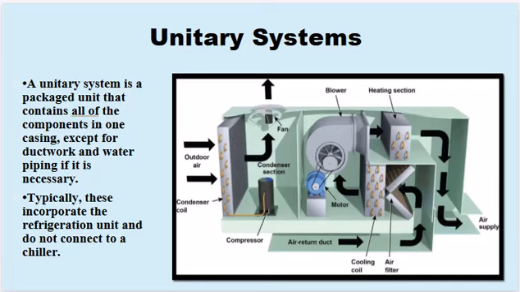Unitary systems. Now let's talk about unitary systems. These are compact, self-contained HVAC solutions that combine both heating and cooling in one single unit. Firstly, they're perfect for smaller buildings, residential applications, and individual zones within larger commercial buildings because they simplify system design and eliminate the need for separate components.